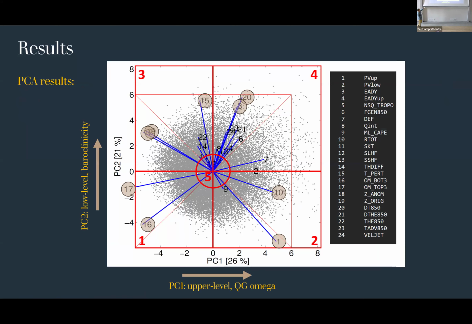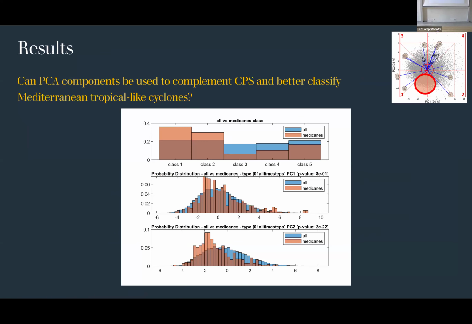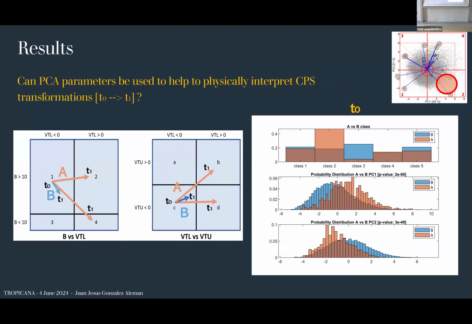I'm not going to enter into detail, but initially we have this kind of diagram where the x-axis is an idea of the upper level forcing, and the other parameter is about the lower level forcing and baroclinicity. I'm not going to enter into detail because I want to show other things. But it seems that we are able to explain cyclones that go from one region to another in the cyclone phase space. This is a little bit noisy, but you can ask me later if you want.